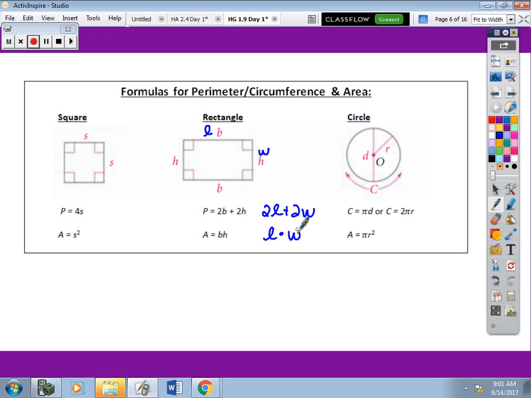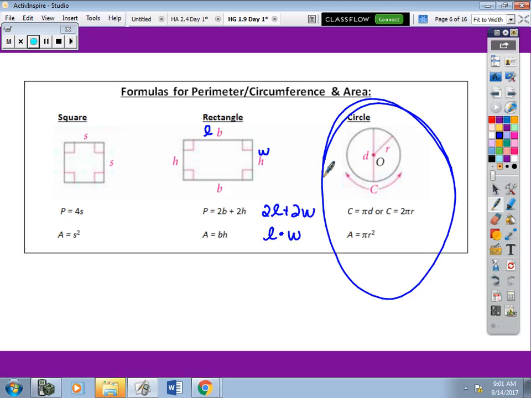And then the circle, this is the one that students somehow screw up. They mix up the formulas. Circumference is either pi d or 2 pi r, which I suggest memorizing the 2 pi r one, because more often than not, sometimes I'll give you the circumference and ask you to find the radius, and that's the more user-friendly one. So if you want to just memorize one. And area is pi r squared.